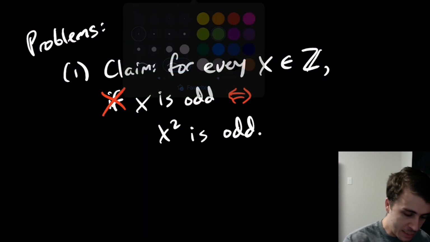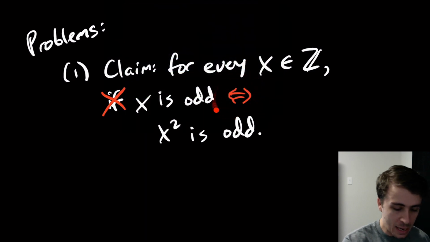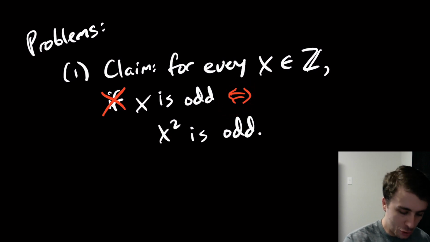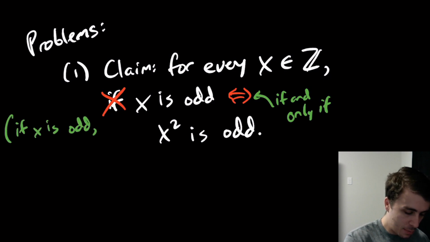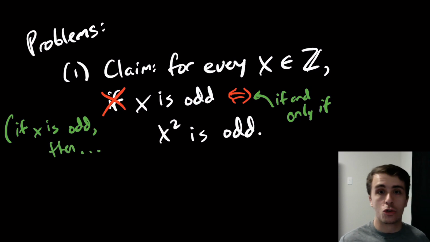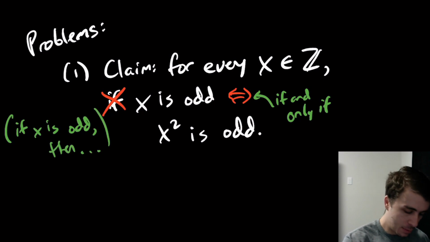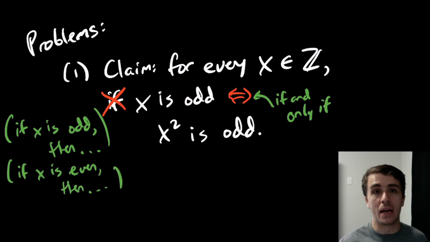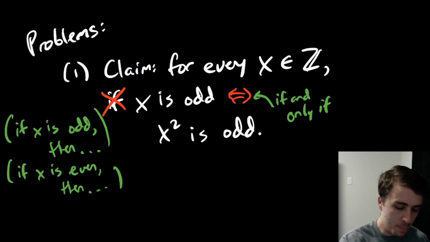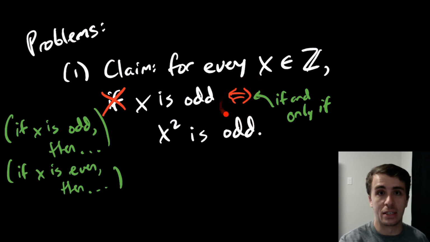And one recommendation I have in order to prove an if and only if condition is to prove it in both directions. To say, if x is odd, then we try to prove that x squared is odd. And then the other one is, if x is even, then we want to prove that x squared is even. And that would actually prove that this is an if and only if condition here.